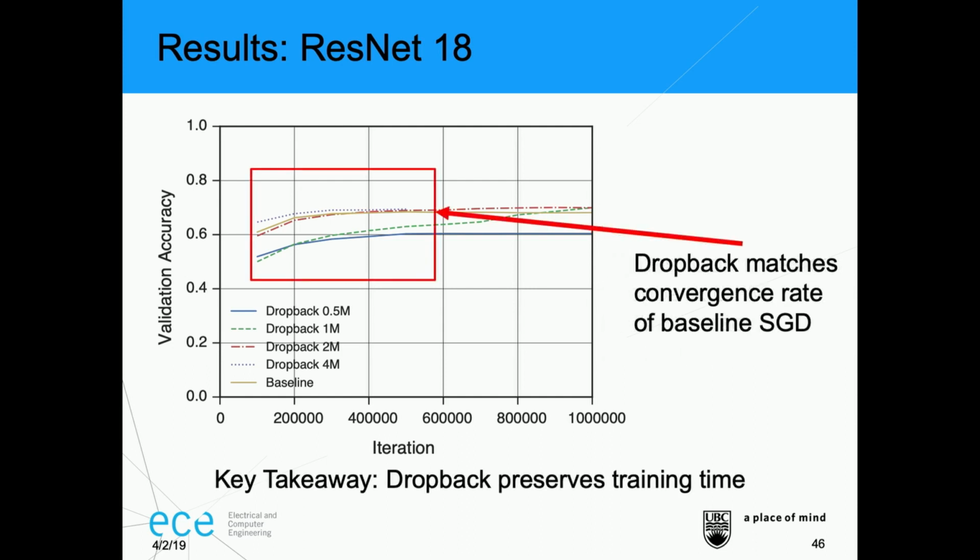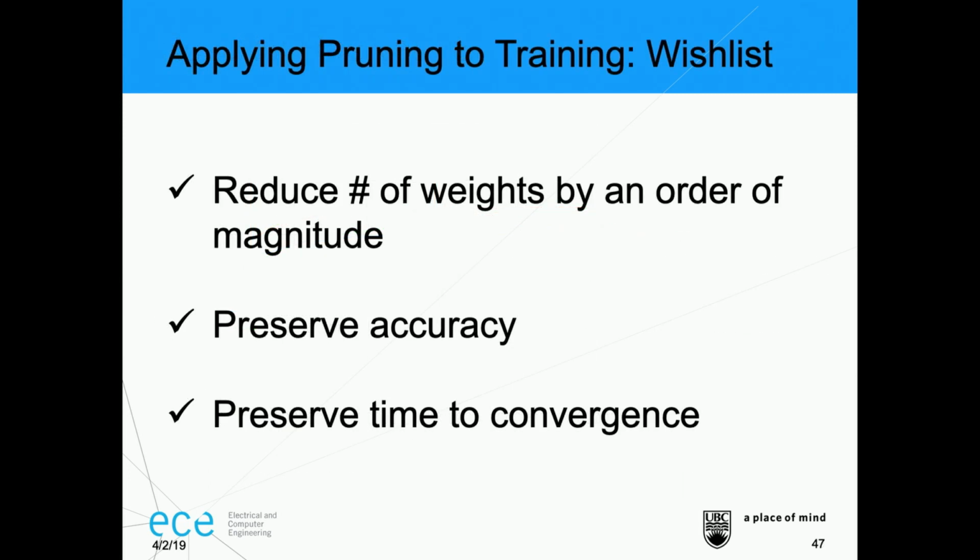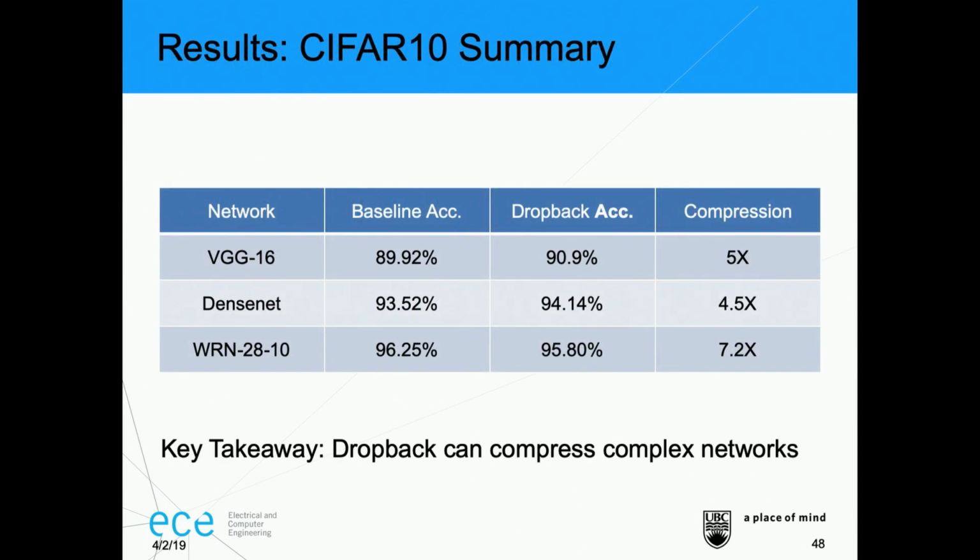And again, going back to that convergence rate, for most track set sizes, we really closely follow the convergence rate of standard stochastic gradient descent. It doesn't take any longer to train with dropback compared to standard stochastic gradient descent. This is really nice. So, just to recap, we've reduced the number of weights by an order of magnitude. We've preserved the accuracy compared to standard stochastic gradient descent, and we've also preserved the time to convergence. We also tested this on a bunch of CIFAR-10 networks. We tested on a modified VGG16 network that has much smaller fully connected layers and one less fully connected layer as well.